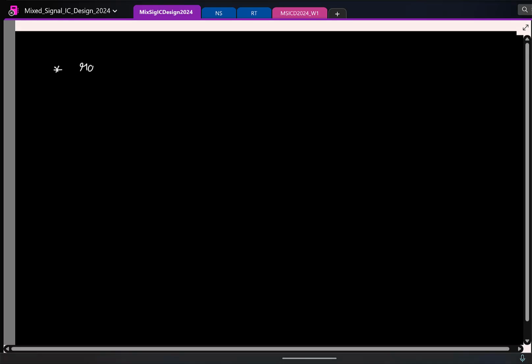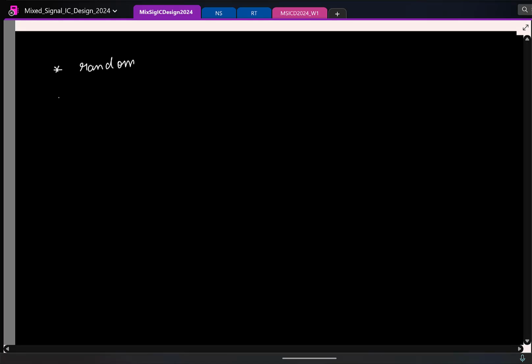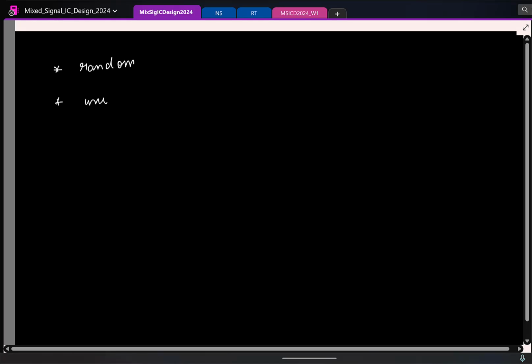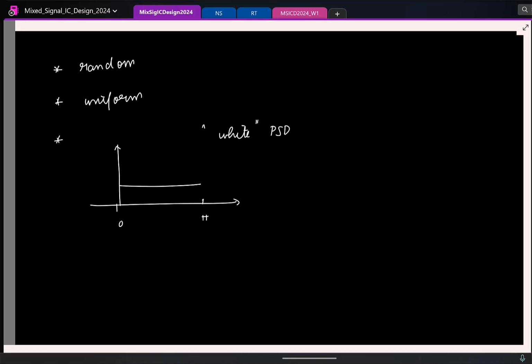So already we made two assumptions. One is it is random. Second, it has a uniform PDF. So the deal is it won't hurt to make a third assumption. And the assumption is it has a flat power spectral density from 0 to pi. And this is called a white power spectral density. Again, call back to white light, which has all frequencies, right? That's all. So that is what is assumed.